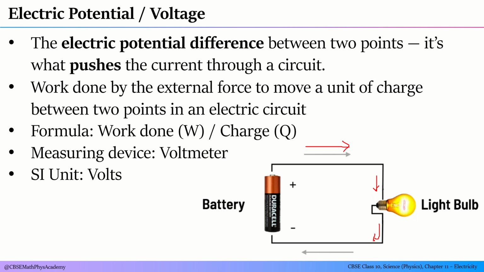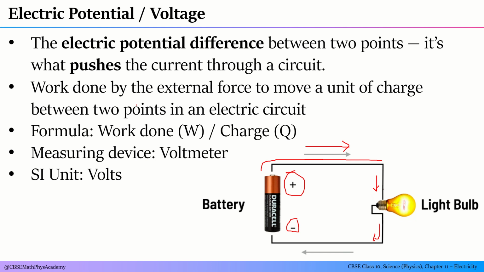And this battery is the source of power, which has two ends. One is positive and one is negative. The difference of potential between these two ends is called the potential difference. This battery is what provides the push to put the electrons in the conductor. Okay, the battery has the voltage. So the electric potential is the difference between 2 points, which means this positive and this negative, which pushes the current through the circuit.